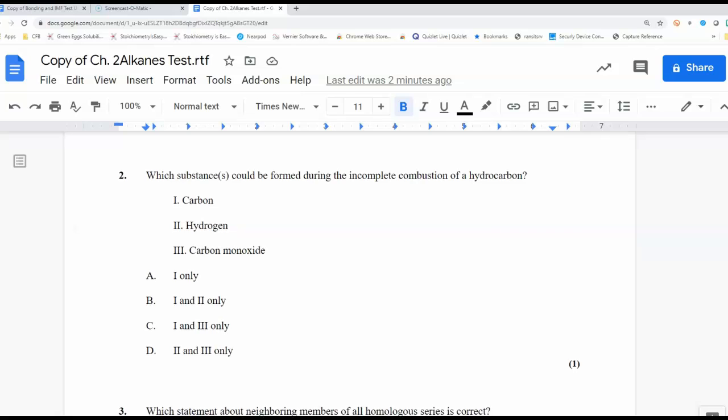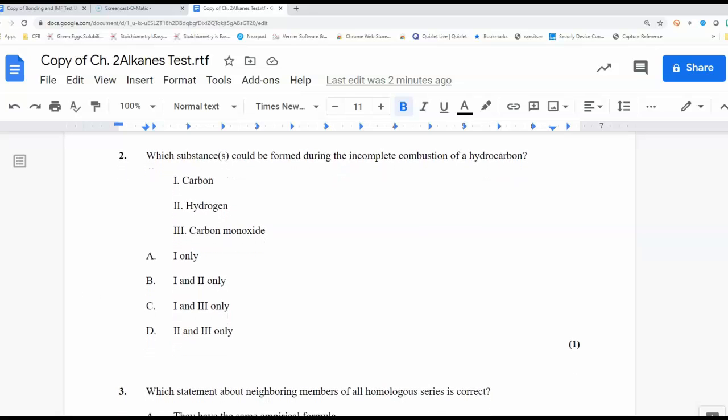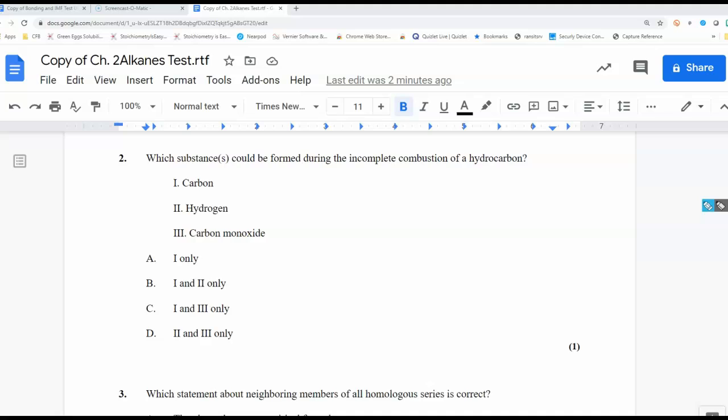Let's go on to which substances could be formed during the incomplete combustion of a hydrocarbon. Okay, so this is talking about incomplete combustion of a hydrocarbon. This is not talking about partial combustion of a hydrocarbon. Partial combustion of a hydrocarbon would make some carbon. We would never have some hydrogen made, and partial and incomplete combustion would also make some carbon dioxide. So my guess is that by incomplete combustion, this question probably also meant partial combustion as well.